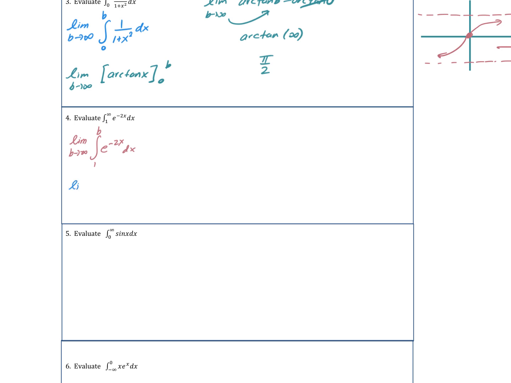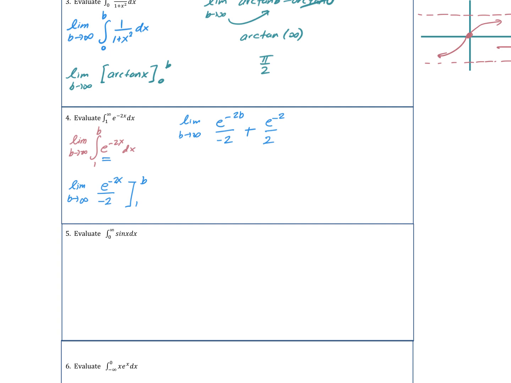We've got the limit as b goes to infinity, e to the negative 2x. I'm going to rewrite it, e to the negative 2x, and then divide it by negative 2. My bounds are from 1 to b. So I've got the limit as b goes to infinity, e to the negative 2b over negative 2 minus, I'm going to say plus, e to the negative 2 over 2. So what I did here was the double negative. Remember, you plug in the top bound minus the bottom bound, but since it's negative, it's a double negative, becomes positive.